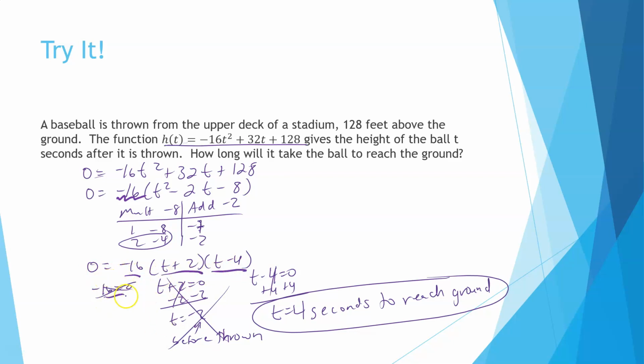Again, negative 16 equals 0 doesn't make sense. Cross it out. I checked t plus 2 equals 0, but I got t equals negative 2, which again is before they threw the ball, so that doesn't make sense. But t minus 4 equals 0. I added 4 to both sides. I got t equals 4 seconds to reach the ground, and that one did make sense. Okay, so we'll see those types of word problems.